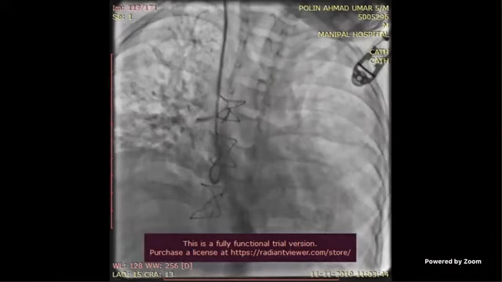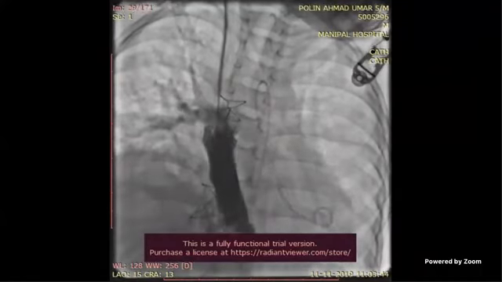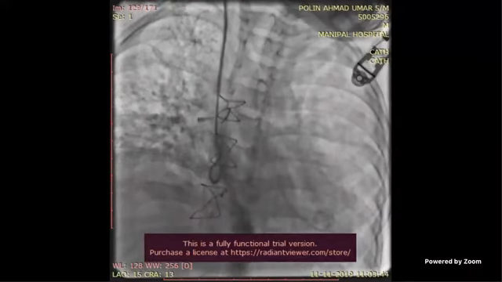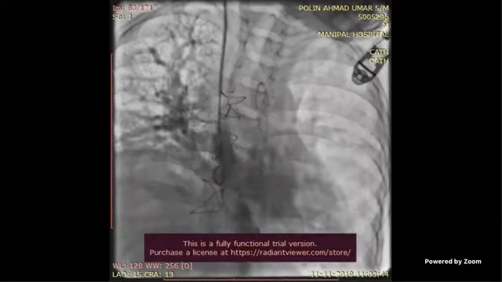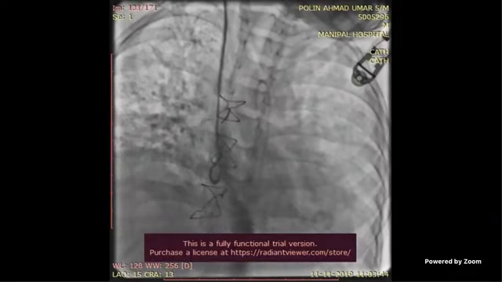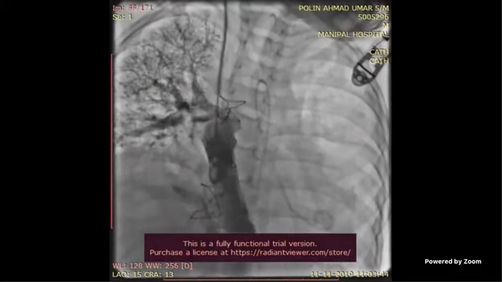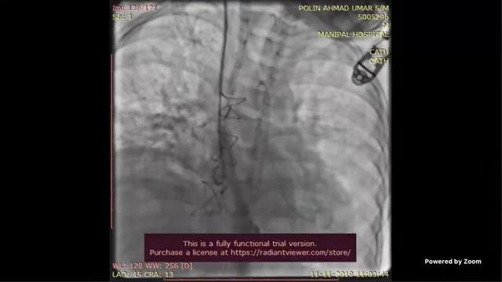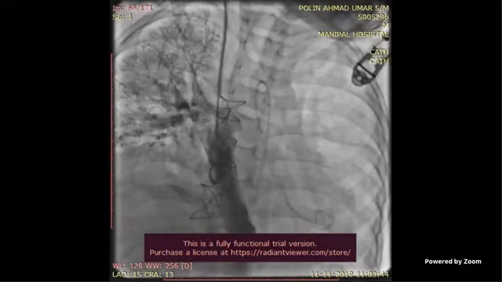Puneshwar, next one. Yes, sir. We can see one pigtail catheter going retrogradely from the arch of the aorta to the chamber, and a pigtail catheter from above, most probably from the internal jugular vein, coming to the SVC and filling the pulmonary arteries. We can also see some wires.